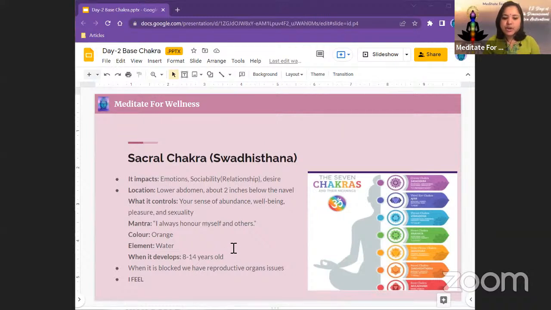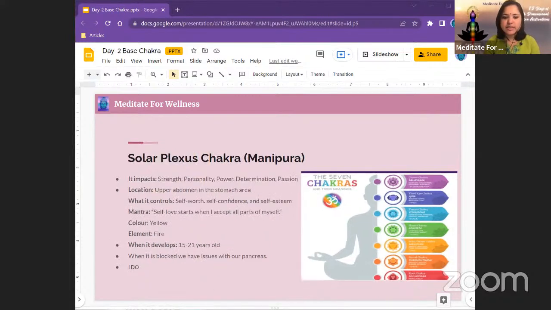So when it is blocked, we have issues with our reproductive organs. And when this chakra is in balance, you are really able to feel. So "I feel" is the mantra here, that you are able to feel everything around you. All right, so we'll go to the next one, that is solar plexus, the Manipura chakra. As the name says, solar plexus, the energy of the sun, the fire is there. So it impacts our strength, personality, power, determination, passion.